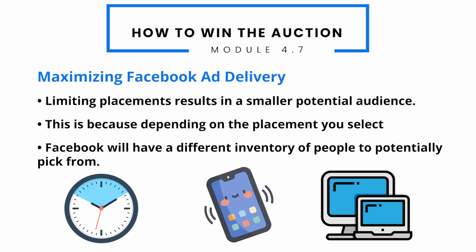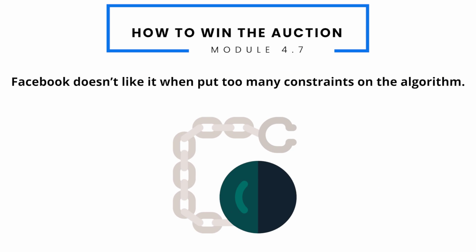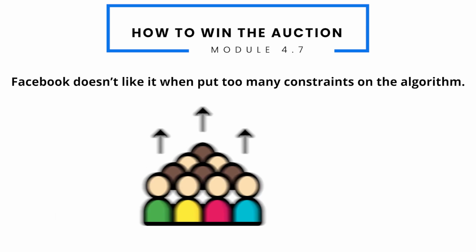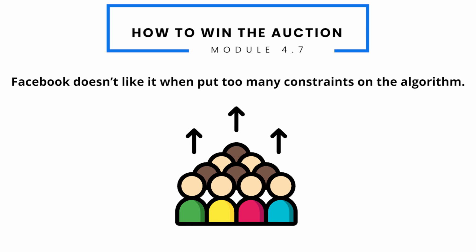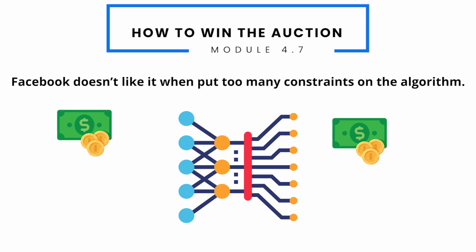So as a general rule of thumb, remember that Facebook doesn't like it when you try to put too many constraints on the algo. This is especially true as of the latest update that we've had in 2019 to 2020. You'll want to provide it with a fairly broad audience, but still relevant audience, as well as automatic placements so it can work with the available inventory to find you the best conversions possible.